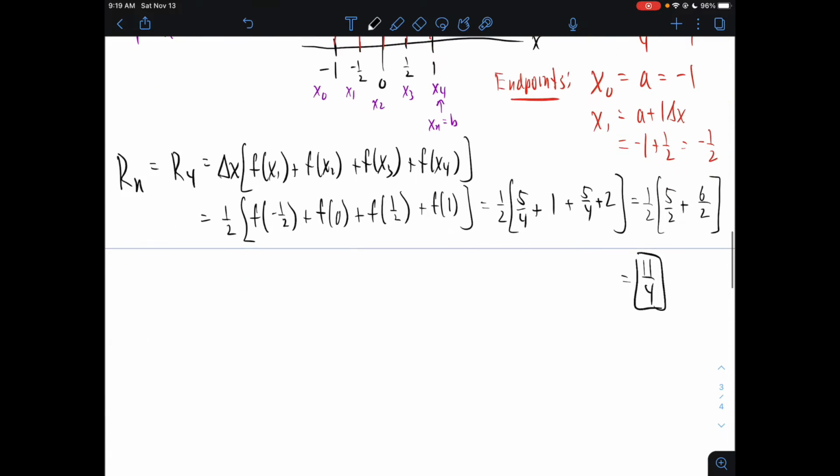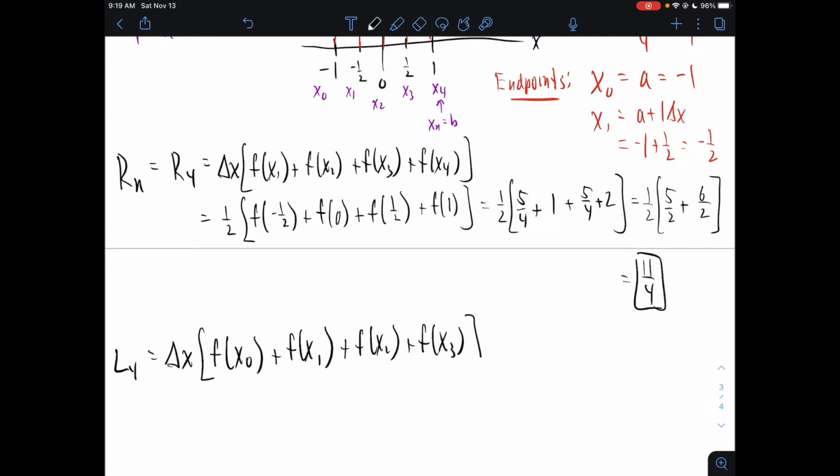If we use left endpoints, remember, it just means that we start with x0 and we go all the way up to the endpoint just before the end. So we stop at x3 because n minus 1 is 4 minus 1, or 3, in this case. Delta x is still 1/2. F of x0 is f of -1. And then notice we actually repeat the same numbers that we were doing before for a few of these.